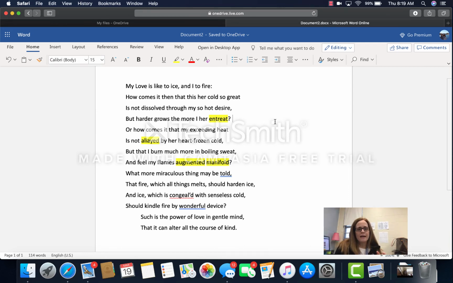Okay, the last quatrain, so lines 9, 10, 11, and 12. What more miraculous thing may be told that fire, which all things melts, should harden ice? So he's saying, wow, this is like a miracle that my fire is not melting ice, but making it harder. So he's saying that his love for her goes against everything that should be normal or natural.